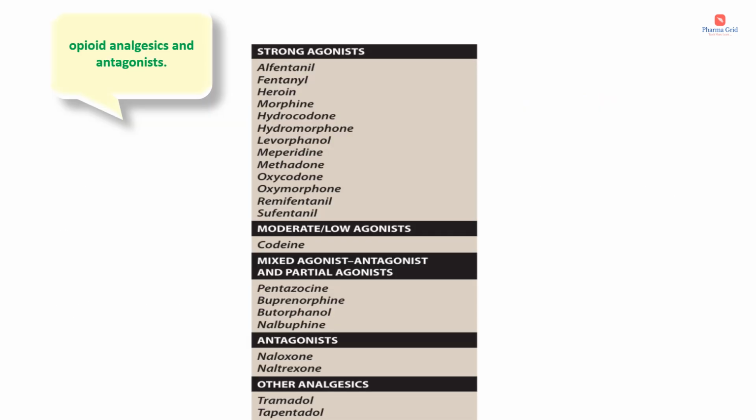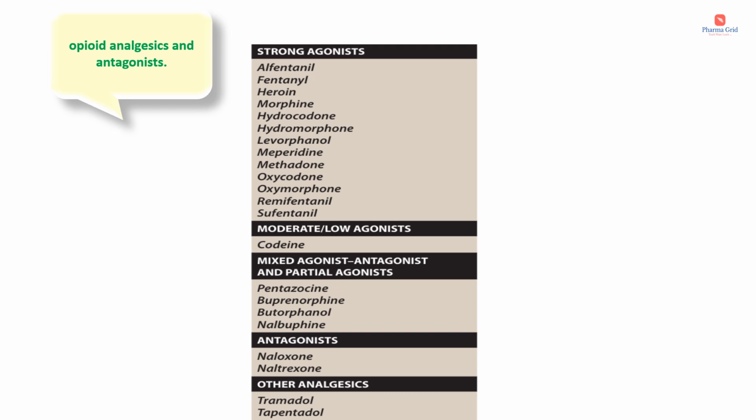Examples of strong agonists include alfentanil, fentanyl, heroin, morphine, hydrocodone, hydromorphone, levorphanol, meperidine, methadone, oxycodone, oxymorphone, remifentanil and sufentanil. Codeine is a moderate or low agonist. The mixed agonist-antagonist and partial agonist examples include pentazocine, buprenorphine, butorphanol and nalbuphine. Opioid antagonists include naloxone and naltrexone.